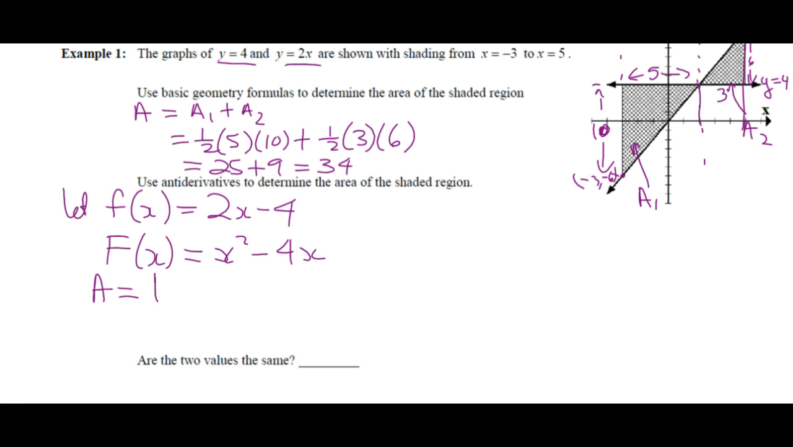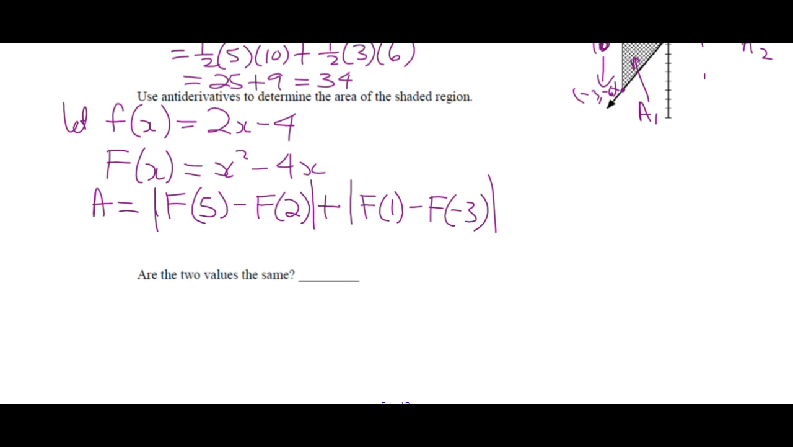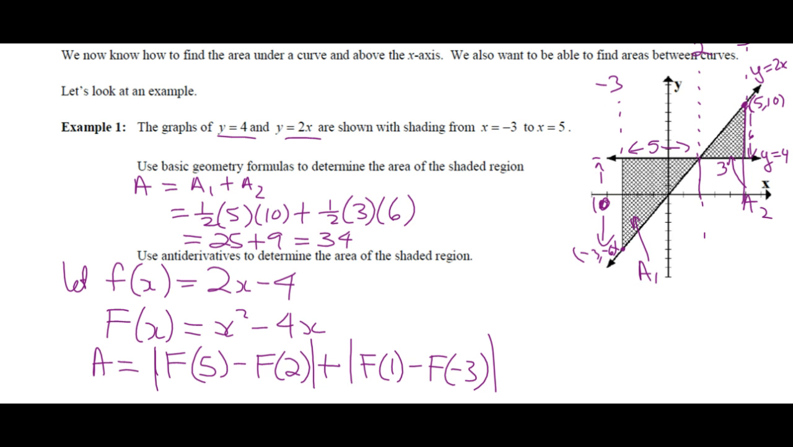And so we'll say, okay, what's the area? So the area is the absolute value of F of, what's our far end? F of 5 minus F of 2, plus the absolute value of F of 2, that's our upper bound, minus F of negative 3. Okay, so we have to split this into two regions. So we've got from 5 down to 2, and we've got, oh, that should be a 2, not 1, and we've got from 2 to negative 3.